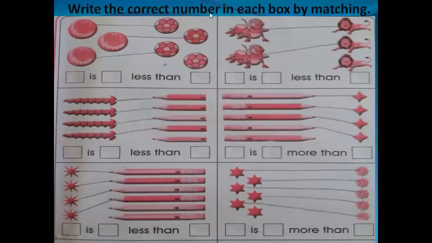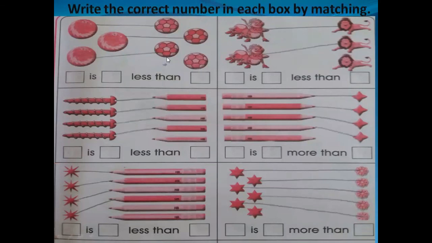Write the correct number in each box by matching. Here we see the number of oranges. How many oranges are here? 3. So we write here 3. How many less is 3 as compared to balls? So how many balls are here? 1, 2, 3, 4. 4 balls. So one to one matching. We see here one ball is left. So we can say that 3 is 1 less than 4.